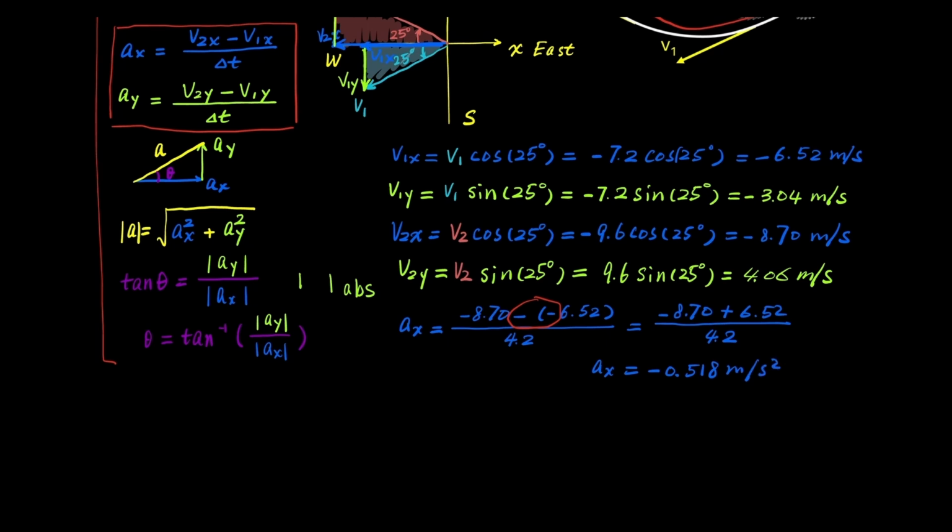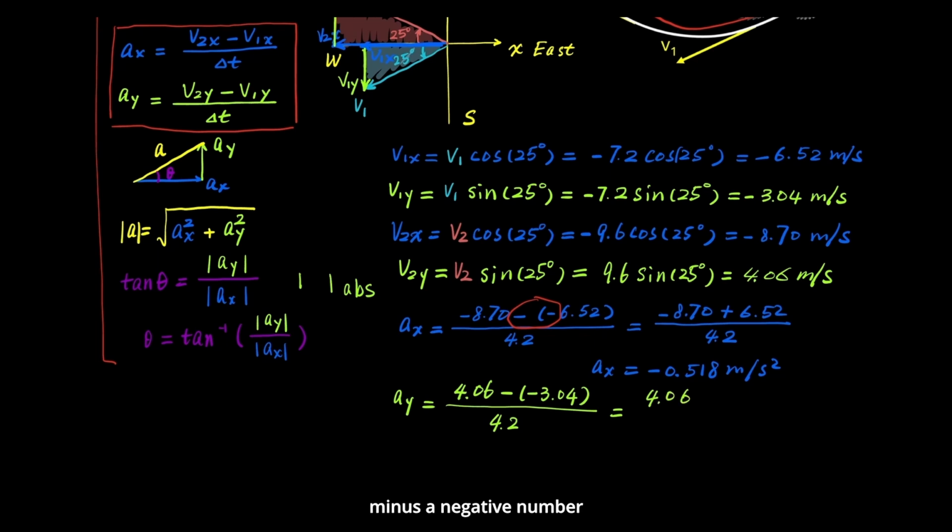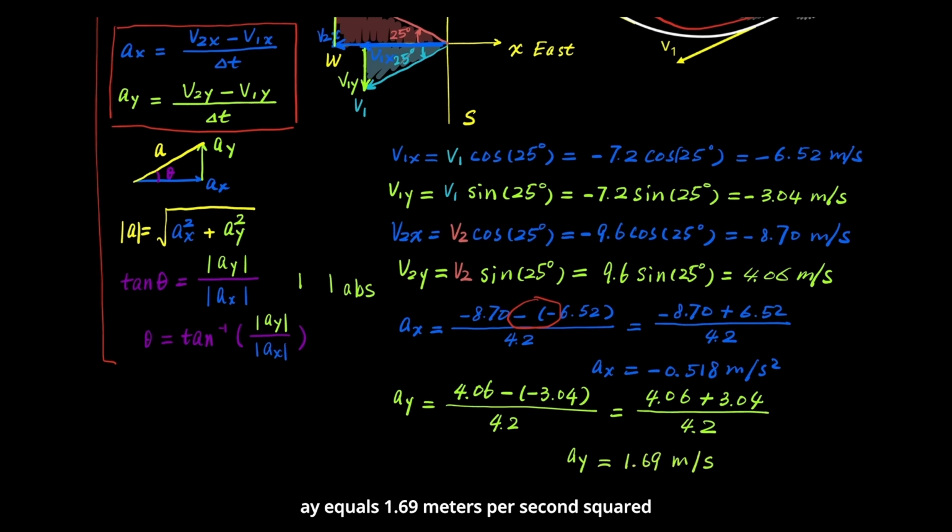Now the y direction. AY equals V2y, which is 4.06 meters per second, minus V1y, which is negative 3.04 meters per second, then divided by the time, which is 4.2 seconds. Then we have 4.06. As we have said, minus a negative number becomes plus 3.04, then divided by 4.2. This gives us AY equals 1.69 meters per second squared.